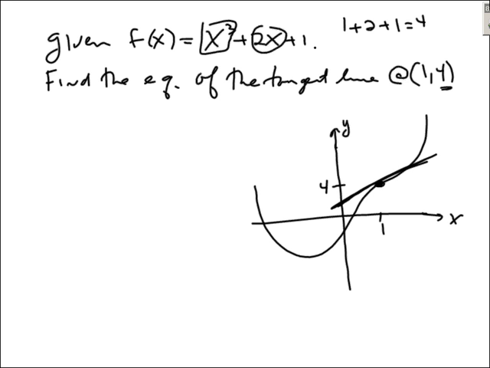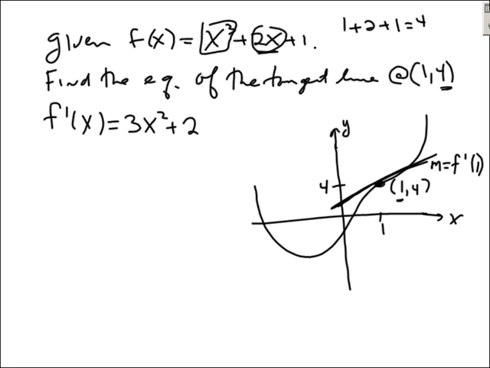Well, we have a point. Now all we need to know is the slope. But the slope is the derivative at 1. And you have to start making that connection. The slope is the derivative at 1. So let's find the derivative. Let's find f prime of x. And it's 3x squared plus 2. The derivative of a constant times x is just a constant. Plus the derivative of 1 is 0. So there's f prime of x.